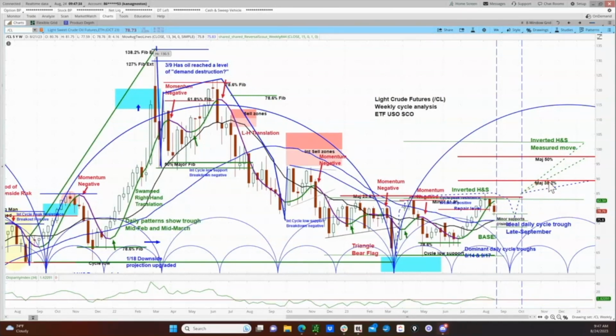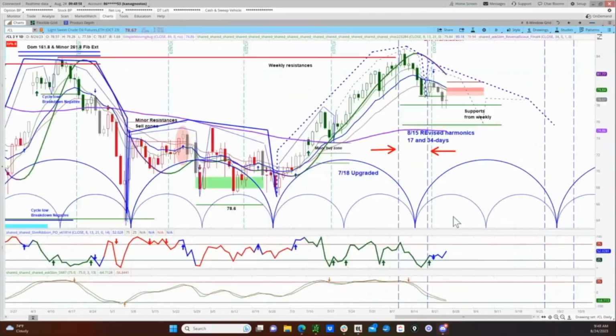Now momentum is positive in here with our proprietary momentum indicator, the reversal scout. That is this green and purple ribbon. It is still green. It's beginning to curl over just a little bit. Now again, the ideal cycle timing window dates are August 28th to October 6th. Let's switch over to the daily chart.